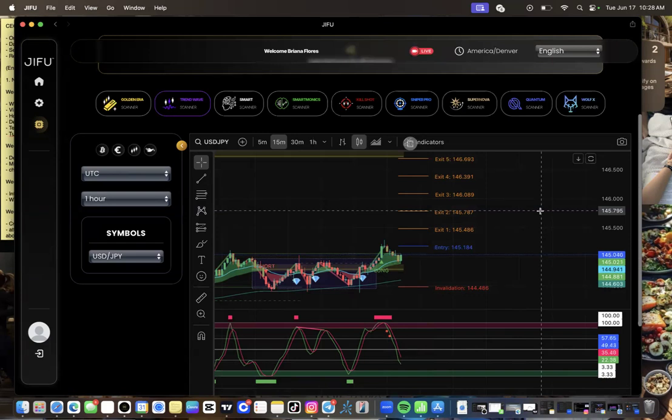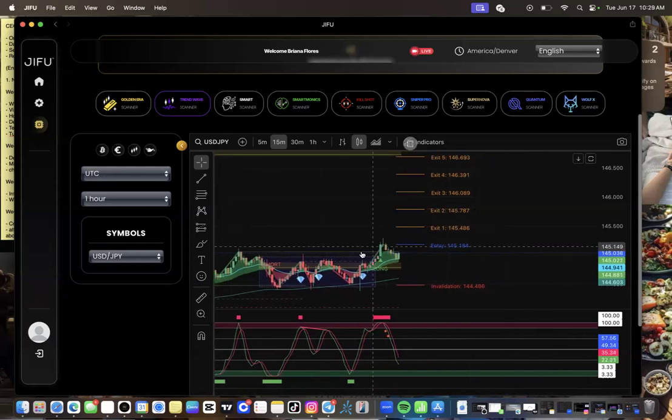USD JPY. Boom. There we go. Sent it in the chat. We're going to go ahead and take that. And does anyone have any questions as to why we took this trade? Does anyone have any questions?